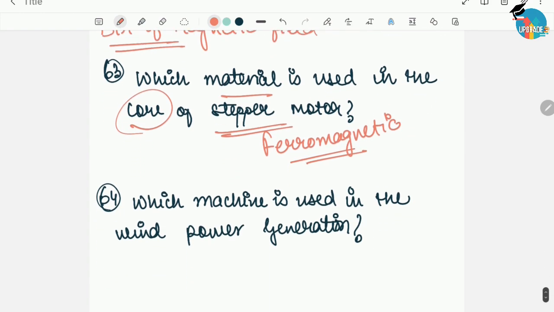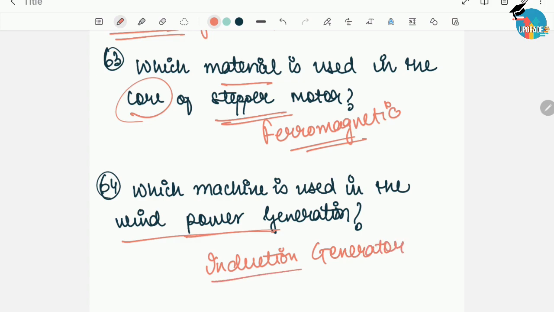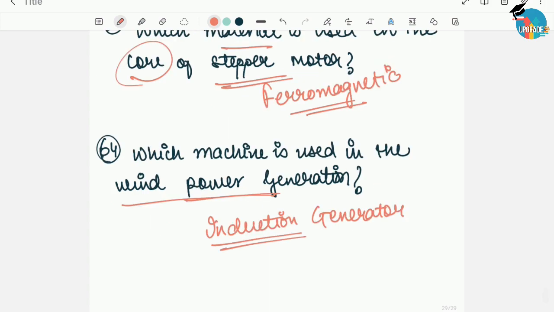Next question is, which machine is used in the wind power generation? So for the generation of wind power, always the induction generator is used. Induction generator is used for the power generation of wind power plant. So these were the maximum memory based questions which I could remember and I have discussed here in this video.